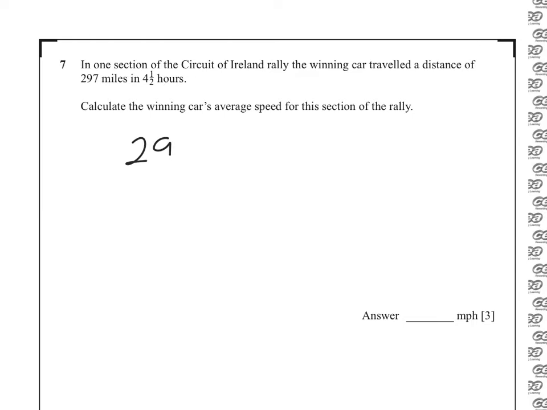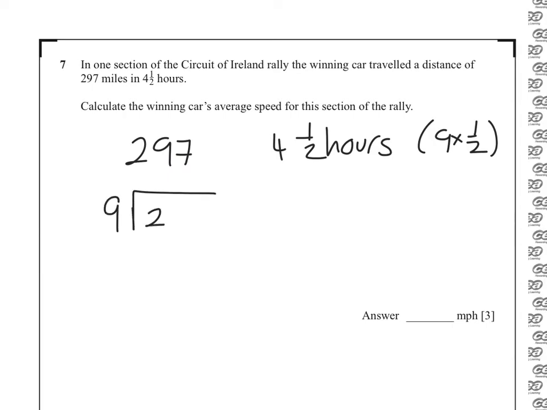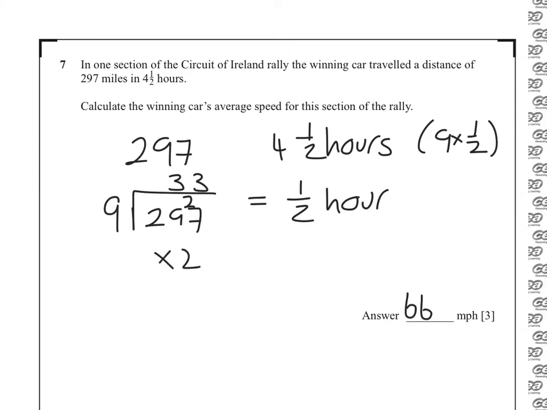Travelled 297 miles in 4.5 hours. 4.5 hours are 9 half hours. So what I'm going to do is divide by 9. 9 goes into 29 3 times, 27 remainder 2, so that's 33. So it's going to go 33 miles in half an hour, which means it goes 66 miles per hour. So 66 multiplied by 2, 66 miles in 1 hour.